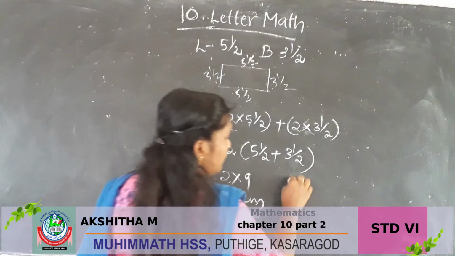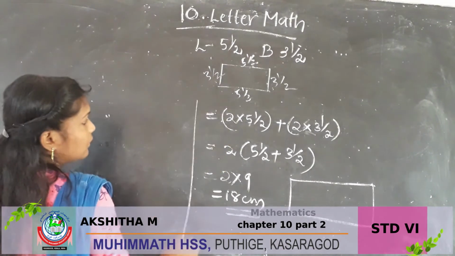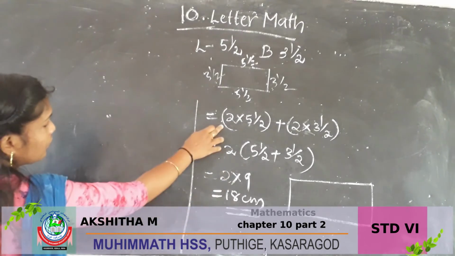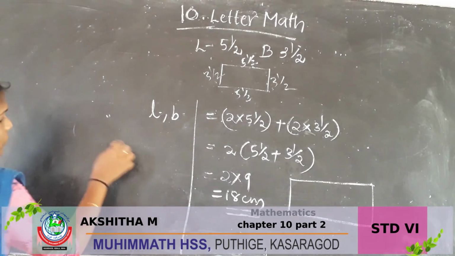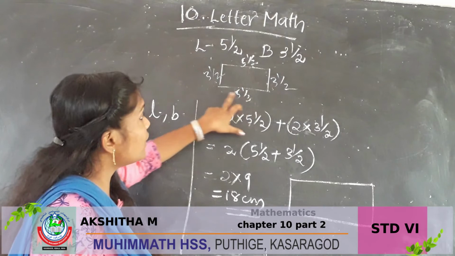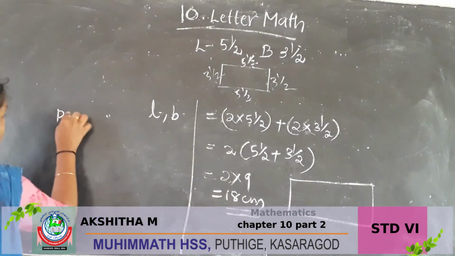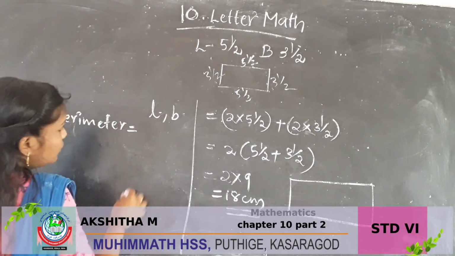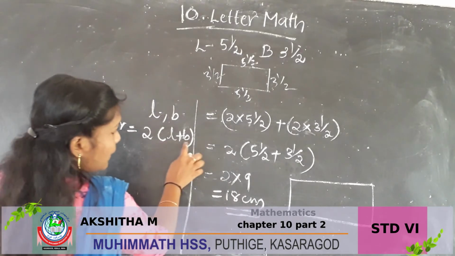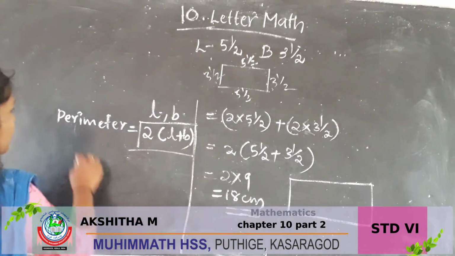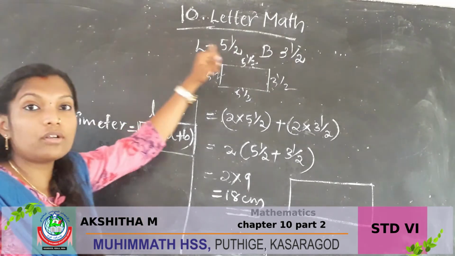How can we write this in letters? Length we can write as L, width as W. We have to find out the total length of the sticks needed, which means we have to find out the perimeter. So perimeter is equal to 2 into L plus W. We can write like this, 2 into L plus W. So perimeter we can write as 2 into L plus W. This is the easiest method to find out perimeter or total length of all sides.